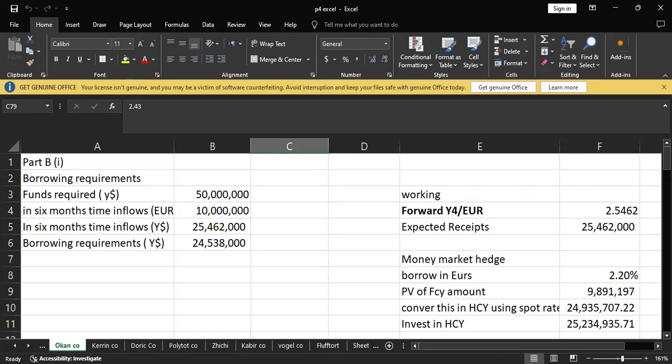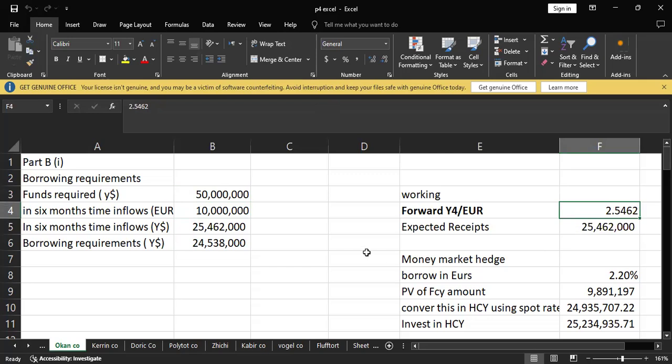Now see, guys, this was our funds required for the first project. We said that for these funds, the first part will come from the sale of a subsidiary, and the sale was in euro. The examiner provided two derivatives to hedge this foreign currency: one was the forward and the other was the money market hedging. If you apply the forward, the examiner has given the rate as 2.5462.